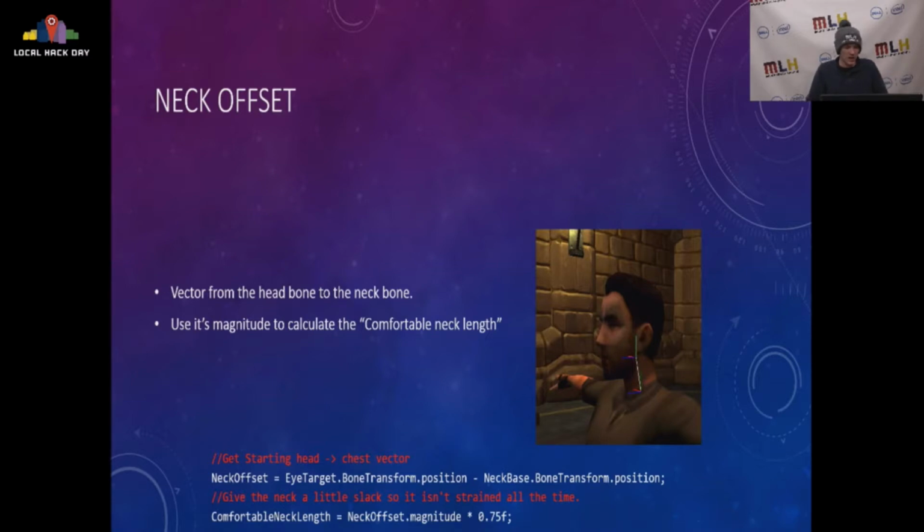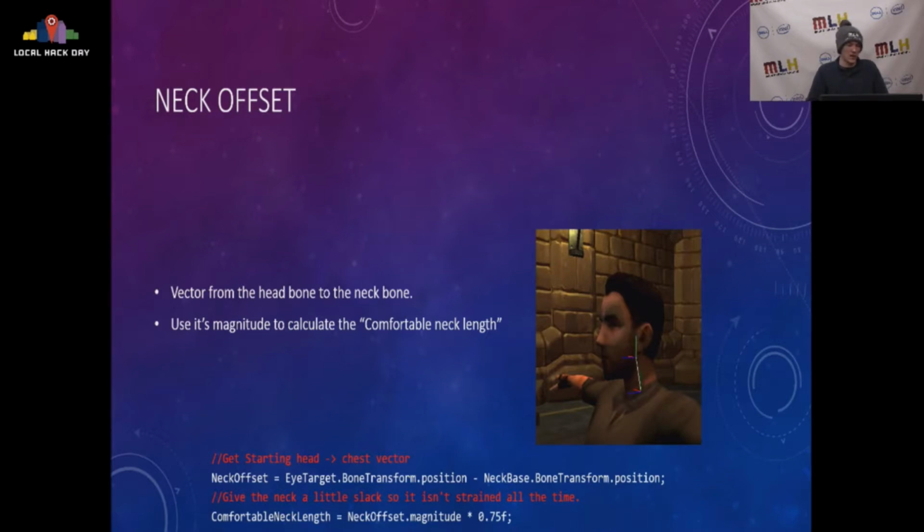So the neck offset is equal to the eye target position minus the neck base's position, and the neck base is just the very bottom neck bone. It's down here, and you can see it in the actual image there. I've drawn little debug lines, so you can see the white line is representing the vector.